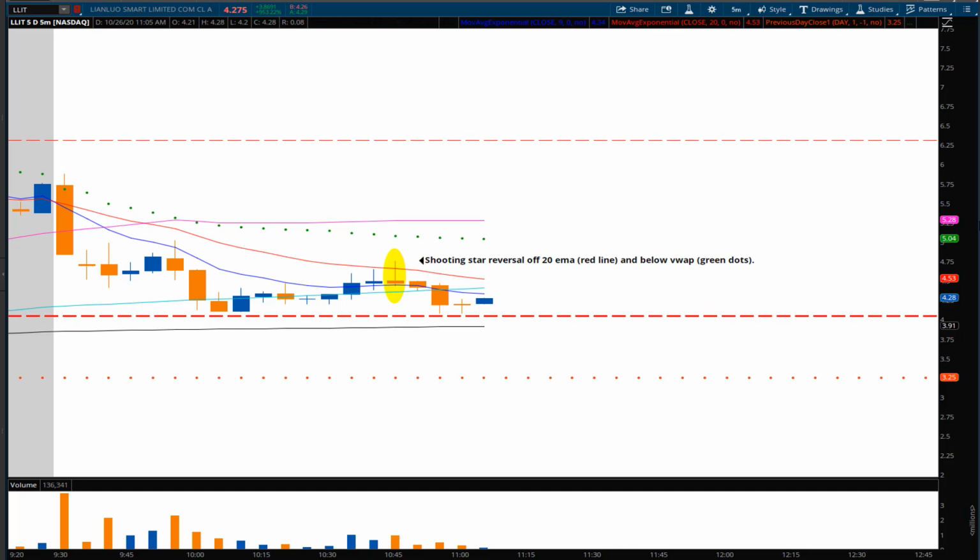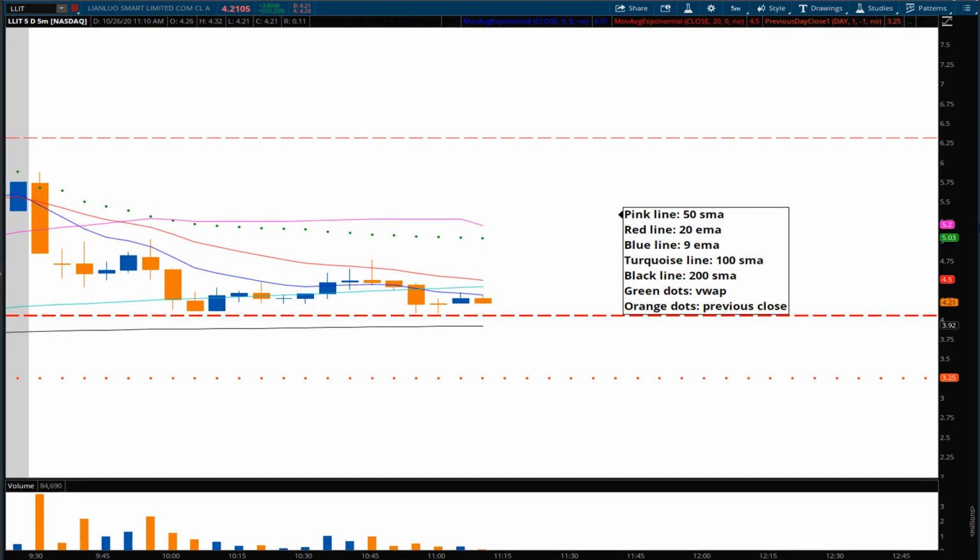So you'll see there's a 5-minute chart, price moving up, and it created a shooting star reversal off the 20 EMA red line, and those green dots are VWAP. So it kind of has a bear flag, kind of shooting star. It's rejecting, it's hitting that resistance level, and it ended up failing, and it's moving back down to that pre-market support level. So you want to pay attention to these reversals, because if price can't break above resistance, that means it's hitting a ceiling and it might potentially reverse, and now it's going right back down to support levels.